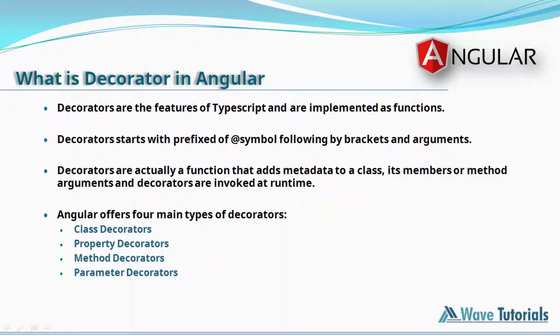So let's start with today's session. What is a decorator in Angular? Decorators are features of TypeScript and are implemented as functions. A decorator starts with the @ symbol prefix followed by brackets and arguments. Decorators are actually functions that add metadata to a class, its members, or method arguments, and decorators are invoked at runtime. Angular offers four main types of decorators: class decorator, property decorator, method decorator, and parameter decorator. So let's discuss them one by one with practical sessions.